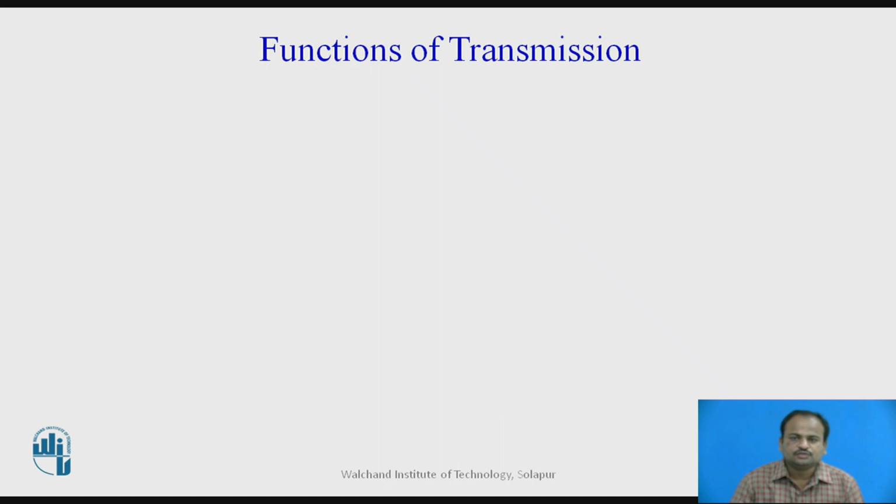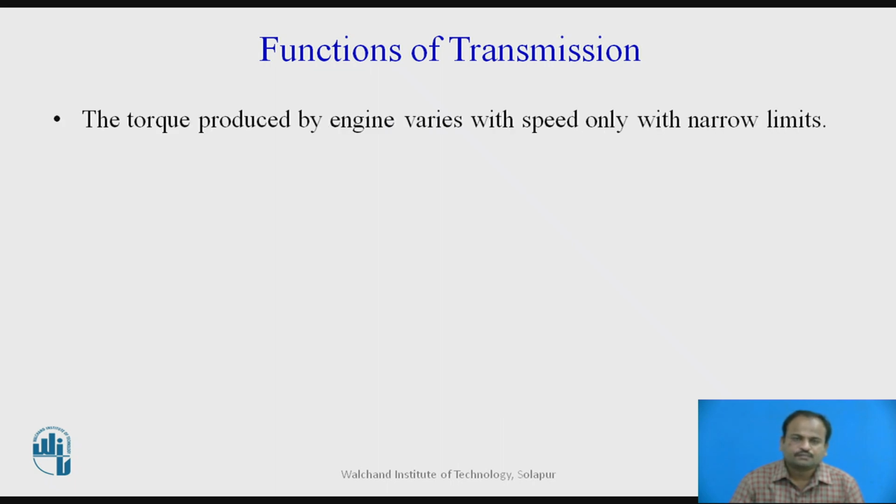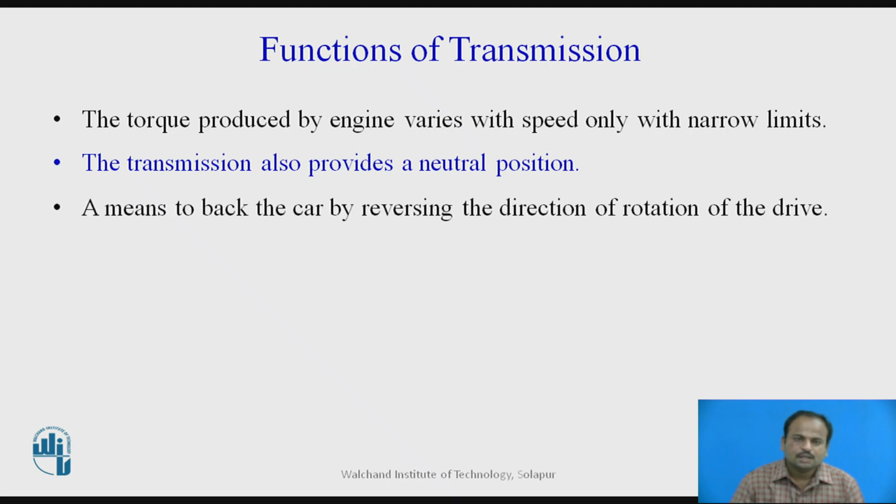Now we'll see the function of transmission system. The torque produced by engine varies with speed only with narrow limits. The transmission also provides a neutral position, a means to back the car by reversing the direction of rotation of the drive.